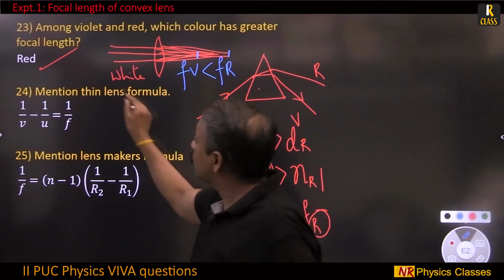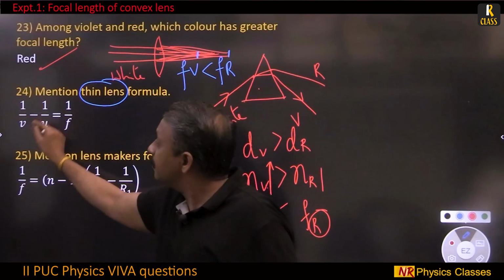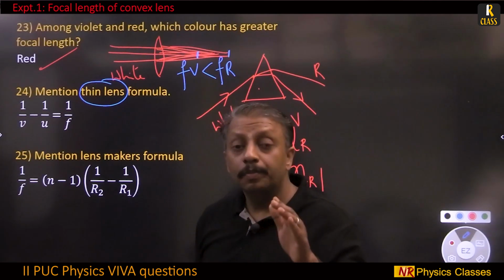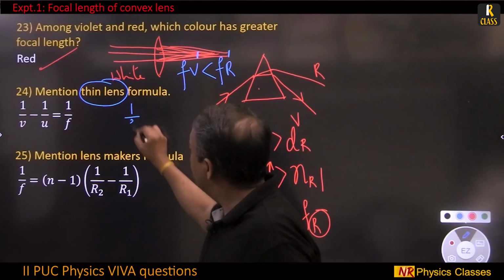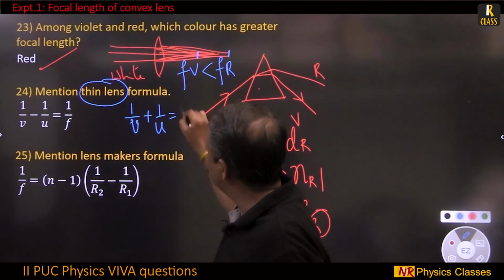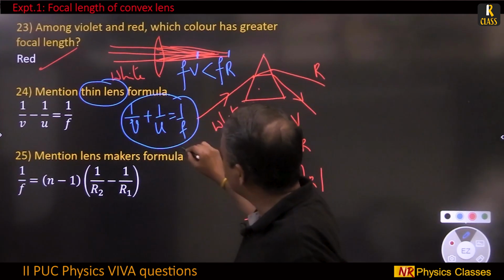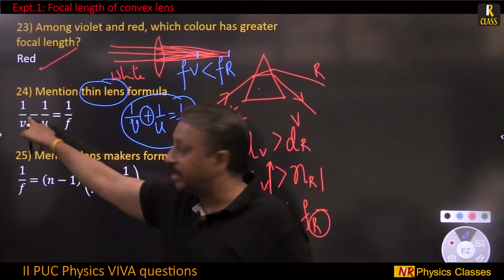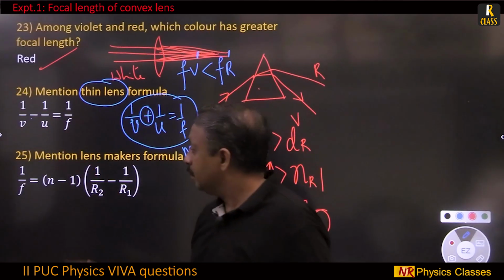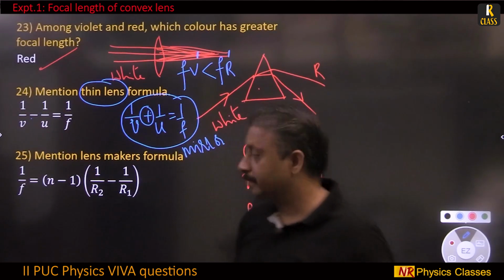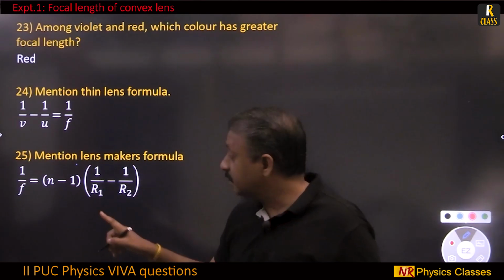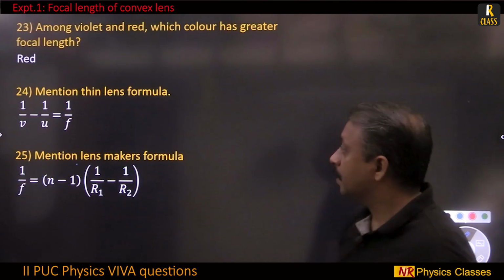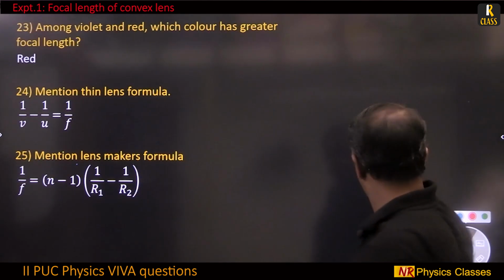Mention thin lens formula. Thin lens formula is 1 by V minus 1 by U equal to 1 by F. They may ask you another question. Give mirror formula. That's 1 by V plus 1 by U equal to 1 by F. This is mirror formula. Mirror formula is plus and this is minus. This is thin lens formula, whereas this is lens maker's formula. Mention lens maker's formula. Lens maker's formula is n minus 1, 1 by R1 minus 1 by R2.